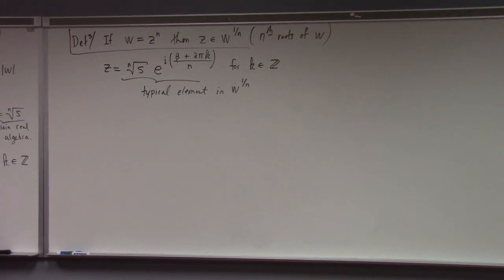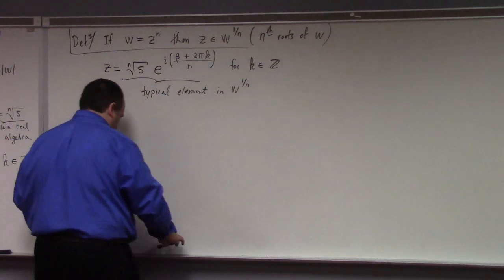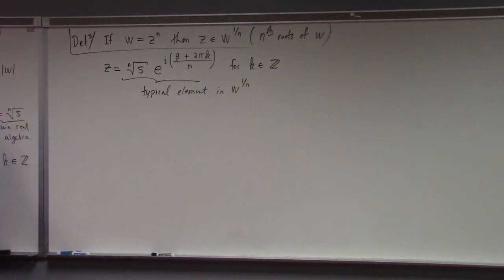Yes, sir? Just for clarity, when you say beta is equal to Arg w, the capital A means that we're taking the principal value, the one from negative pi to pi. Yeah, negative pi not included. Yep, that is right.